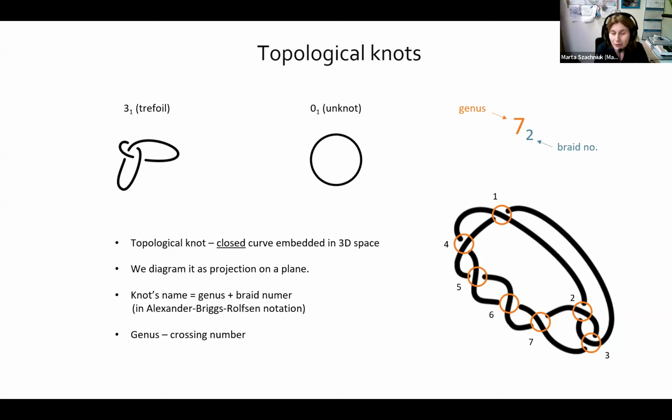Okay, now let's go to the global perspective, meaning topological knots. So let's have a look at a whole structure, at a whole chain, and try to find out whether the chain knots or not. To start with, let me tell you a little bit about topological knots. From the point of view of mathematics, a topological knot is a closed curve embedded in a 3D space.